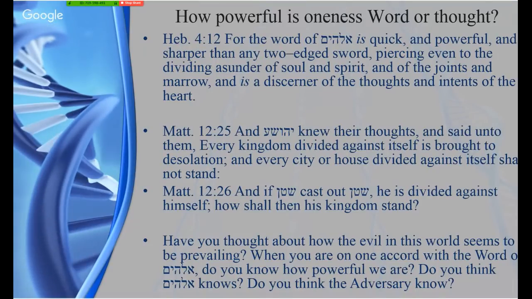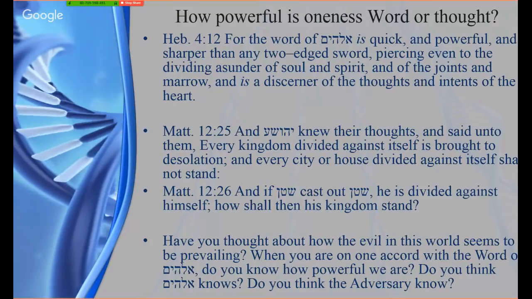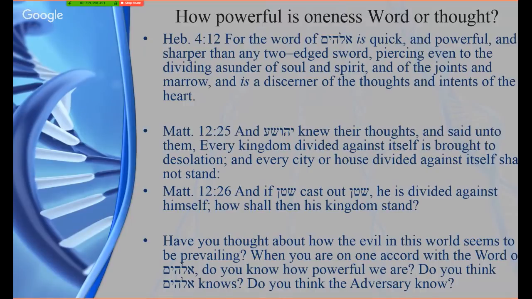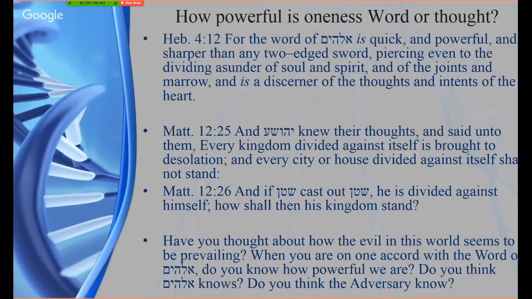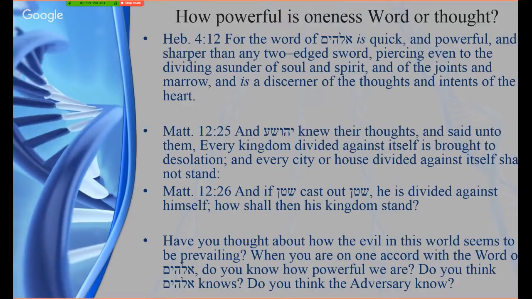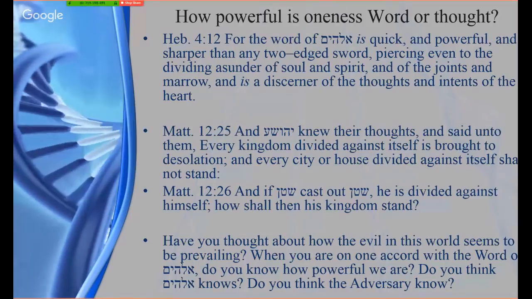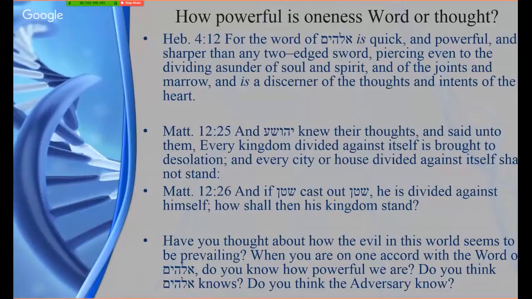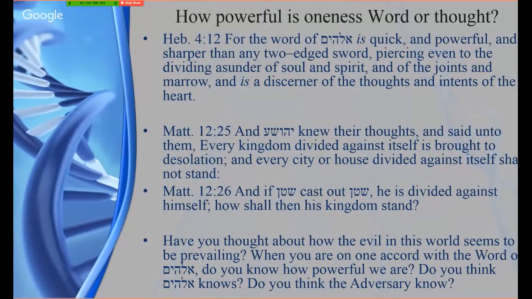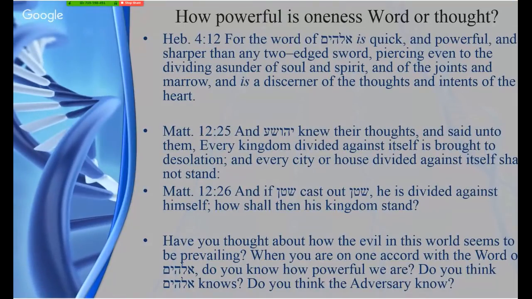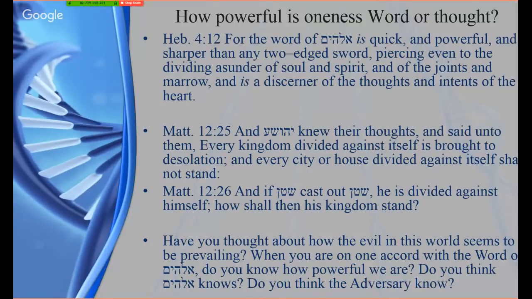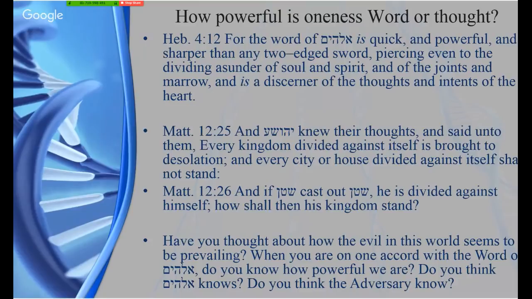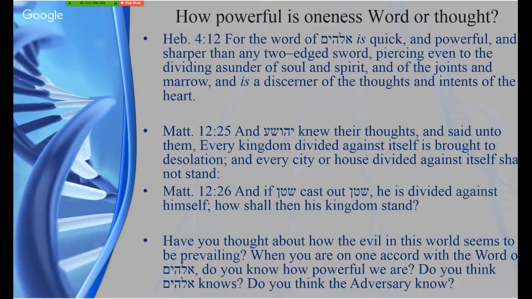So we're going to go over a couple of slides on this, but Hebrews chapter 4, verse 12 says, for the word of Elohim is quick and powerful and sharper than any two-edged sword, piercing even to the dividing asunder of the soul and the spirit, and of the joints and marrow, and is a discerner of the thoughts and intents of the heart. So the Father's word works in your flesh, physically, spiritually, mentally. Everyone understands how this works, right?